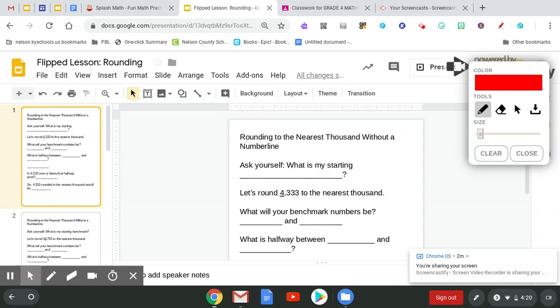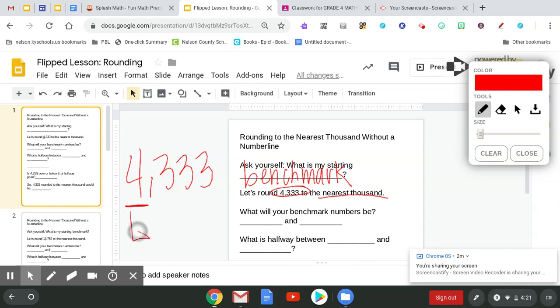So I want you to ask yourself, before we round any number, what is my starting benchmark? Go ahead and type in benchmark on your slides. And again, pause whenever you need to and come back to my video when you're ready. So we're going to be working with the number 4,333 rounded to the nearest thousand. So if I'm looking at 4,333, I have a 4 in my thousands place, which would give my 4 a value of 4,000. So that's going to be my starting point.